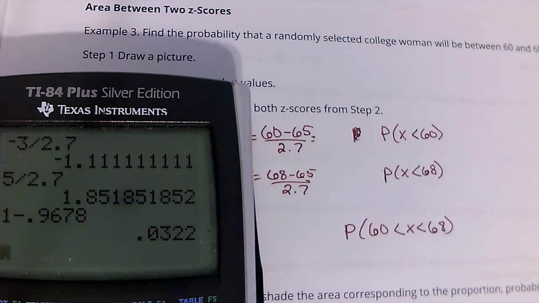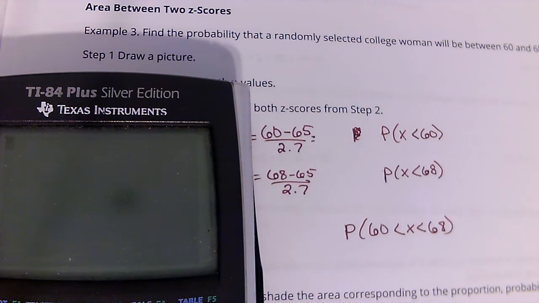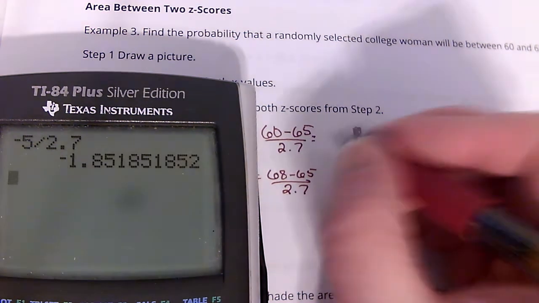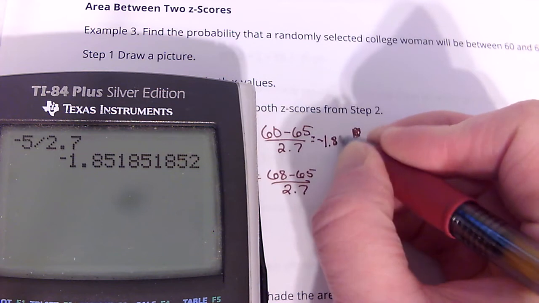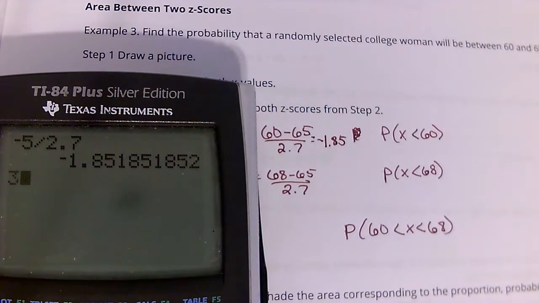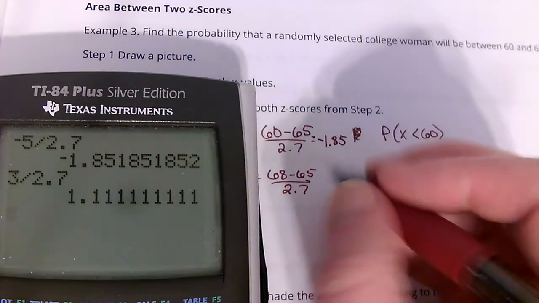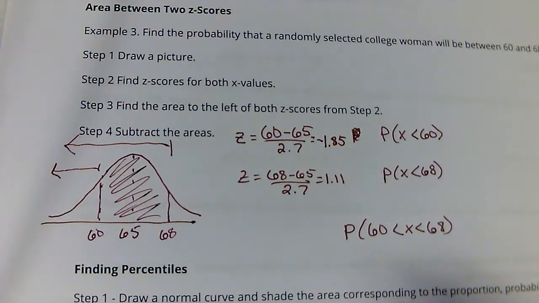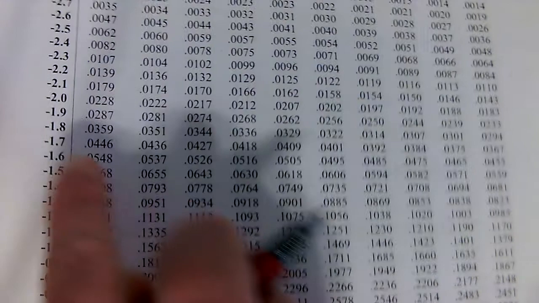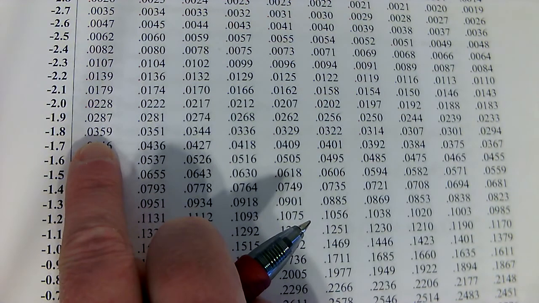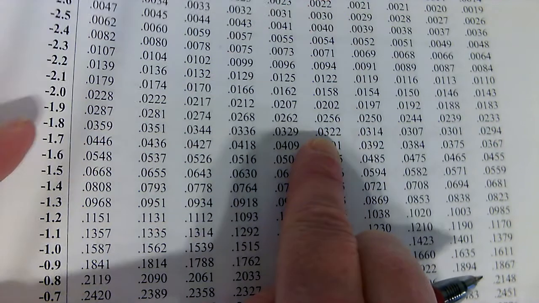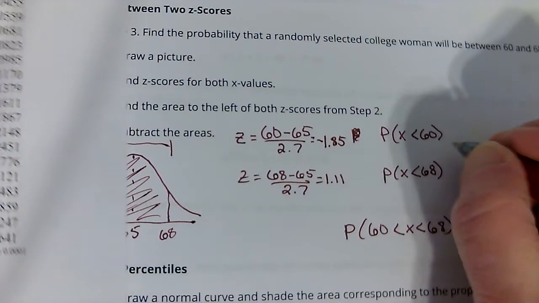So let's see, 60 minus 65 would be a negative 5, divided by 2.7. That's negative 1.85. And then 68 minus 65 is 3, divided by 2.7, is 1.11. Okay, negative 1.85, 0, 1, 2, 3, 4, 5. That's 0.0322.